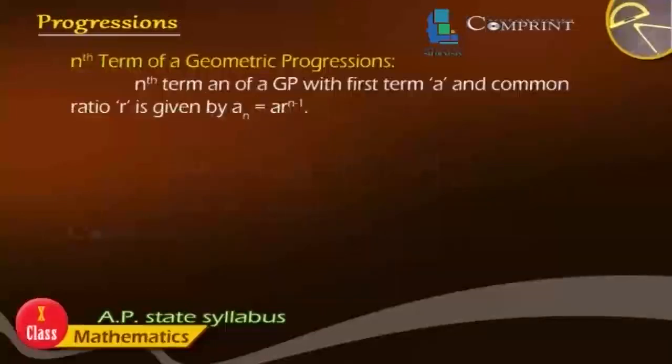Nth term of a geometric progression. The nth term of a GP with first term a and common ratio r is given by an = a × r^(n - 1).